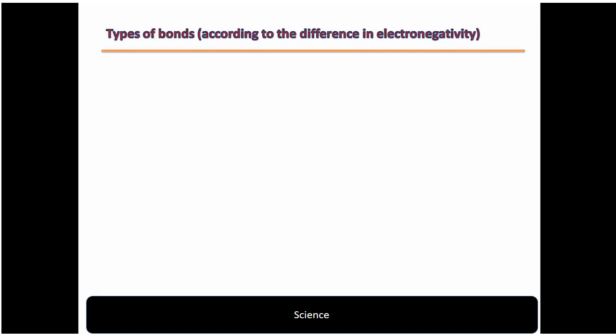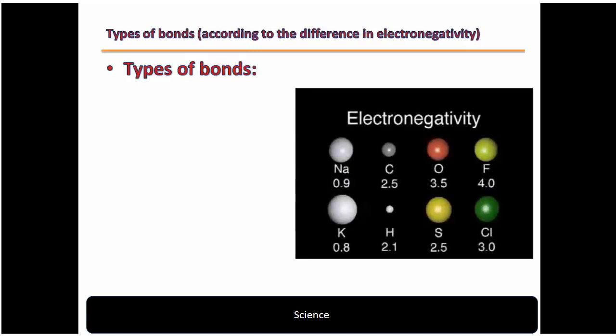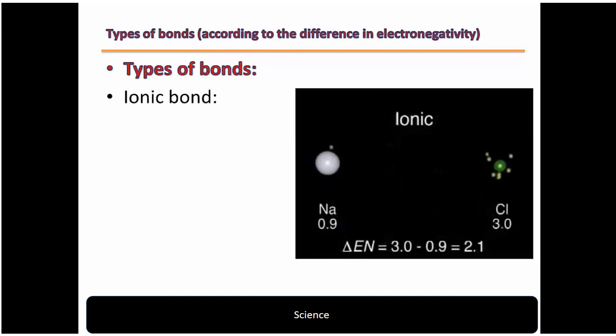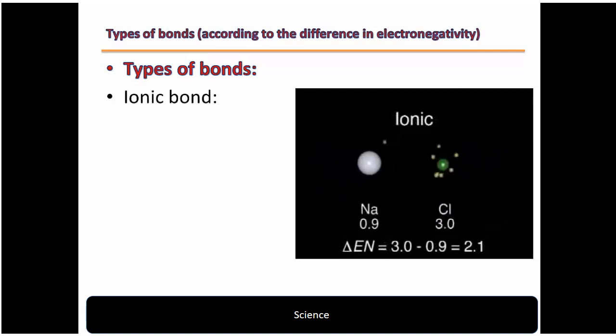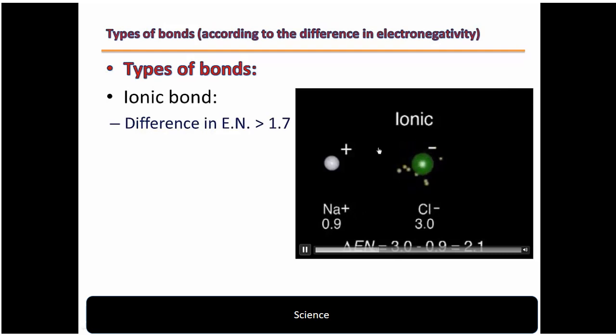We can classify the types of bonds according to the difference in electronegativity as follows. As you can see from this video, these are the electronegativities of some elements. What are the types of bonds according to difference of electronegativity? The first type is ionic bonds, and this occurs if the difference between the two elements forming the compound is more than 1.7. Like this between sodium and chlorine in sodium chloride, the difference between them is 2.1.